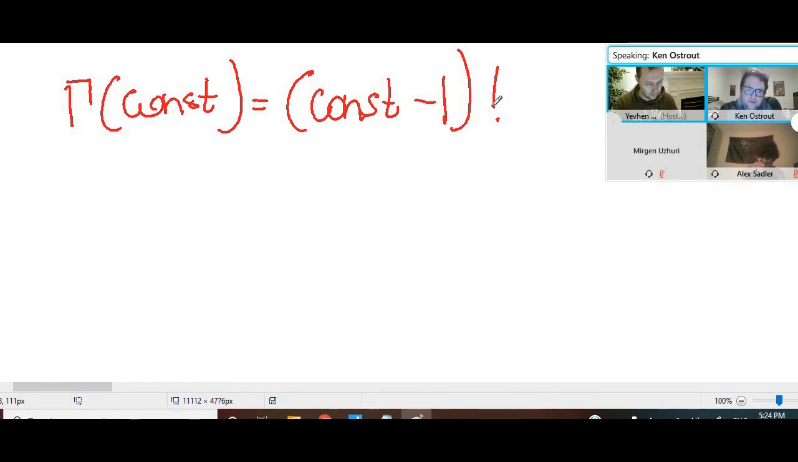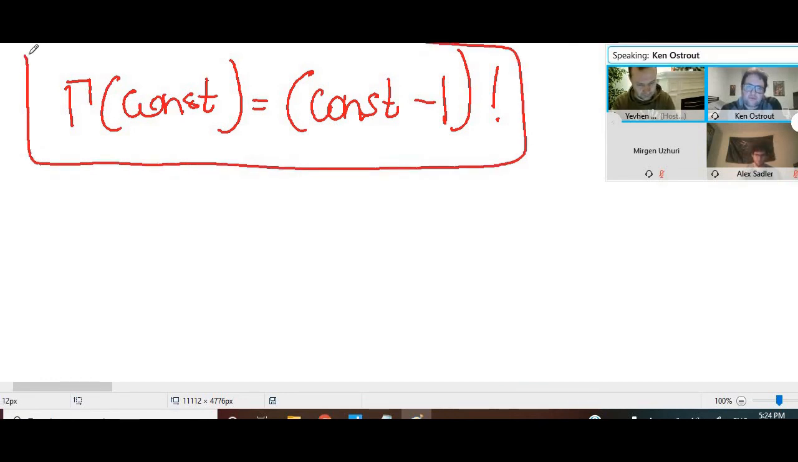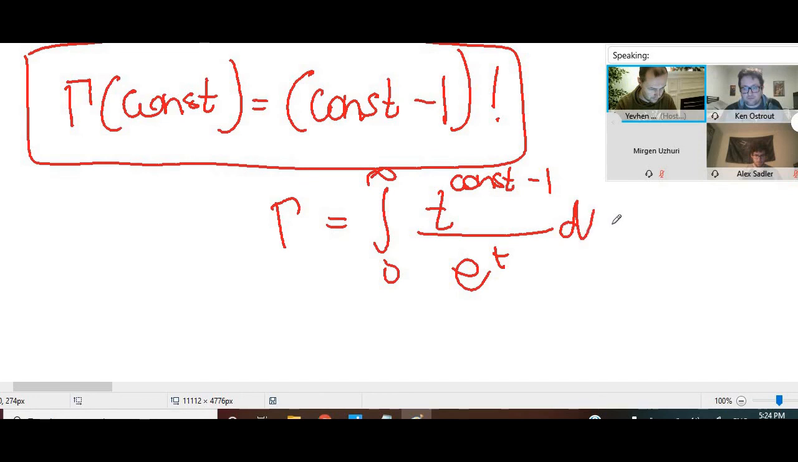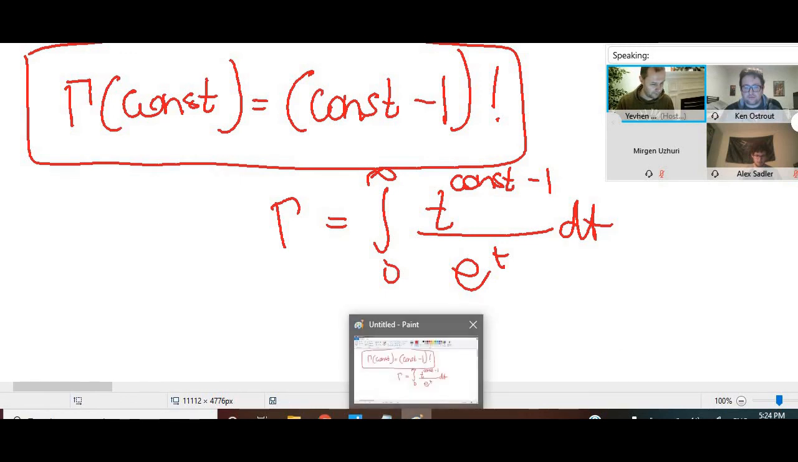All right. Write down 2 things on a little sticky note and put it in the lower corner of your screen, to your left or on your desktop, because those are 2 really cool formulas. Gamma is defined as an integral from 0 to infinity, t to the constant minus 1 divided by e to the t dt. This is a really cool fact, and somehow, in all its glory, it works out for integer numbers to be a factorial. Really mind-blowing. So, are there any questions on this part?